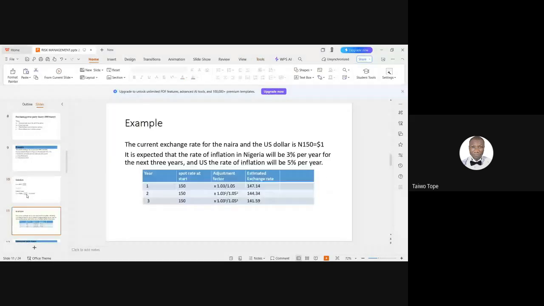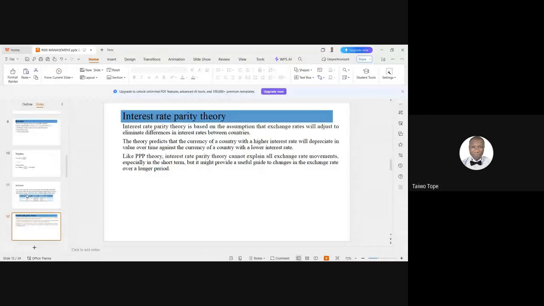interest rate parity. This is purchasing power parity. Interest rate parity now. These are theories in relation to exchange rates, in case you are wondering what we are doing. Purchasing power parity talks about the relationship between exchange rate and inflation. Now, interest rate parity is looking at exchange rates and what? Interest rates.